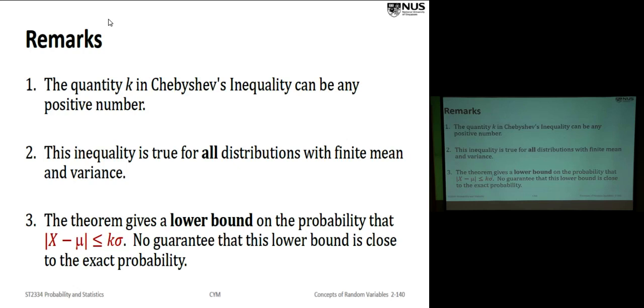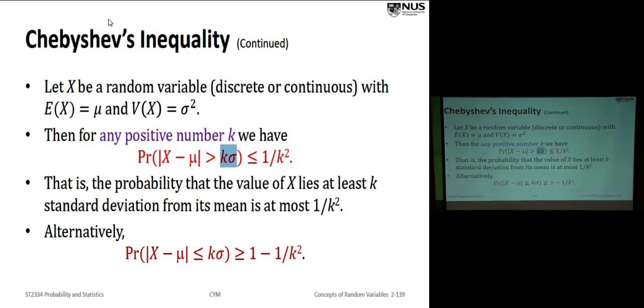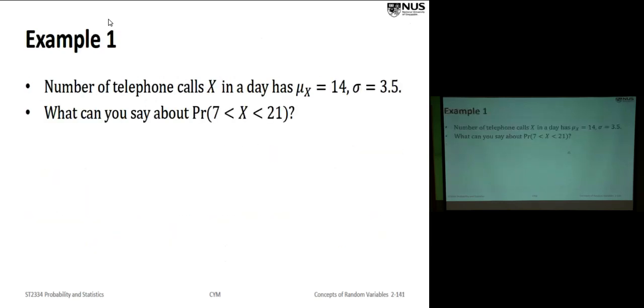And the theorem gives you a lower bound on the probability that x minus mu is less than or equal to k times sigma, but this bound may not be exactly the probability, it may not even be close. It's nothing more than an inequality. When you have a statement as general as this one, there's nothing to say that this is really what the probability is, but it might be close.